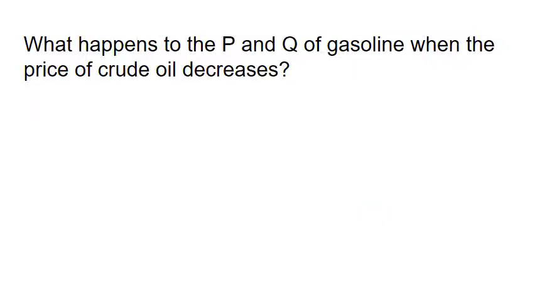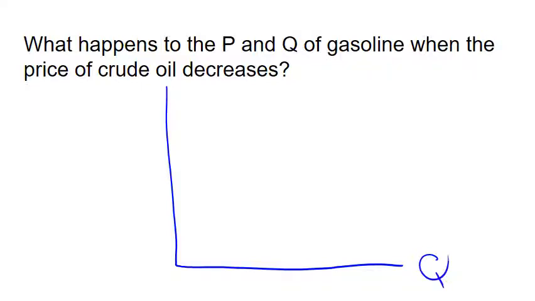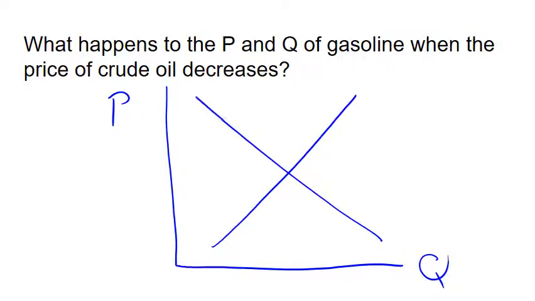Let's look at another example. What happens to the price and quantity of gasoline when the price of crude oil decreases? Well, again, step one, draw the demand and supply graph, quantity on the horizontal axis, price on the vertical axis. This is the price of gas. This is the quantity of gas. We've got a demand curve. We've got a supply curve, and we identified the equilibrium price as, say, $2, and equilibrium quantity is still 1,000.